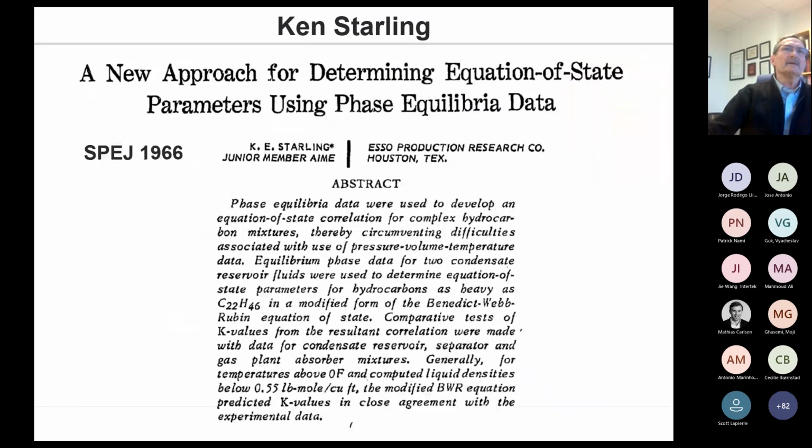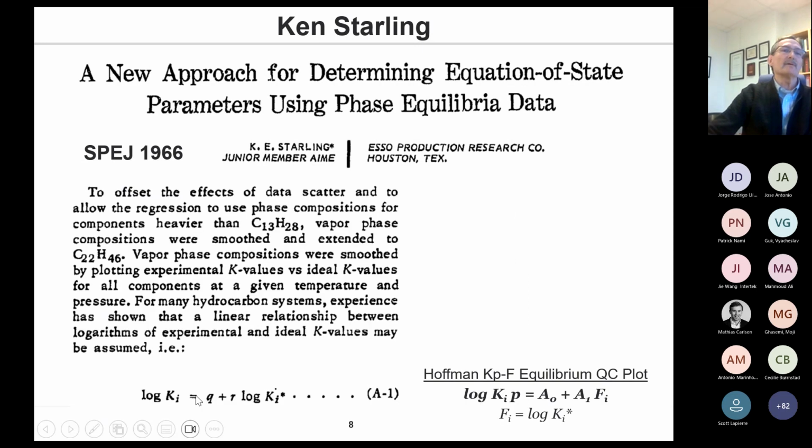So let's see, we've got this first paper in 1966 in the SPE journal about an approach for determining equation of state parameters, BWR parameters, using phase equilibrium data. So he was first out on that. In that paper, interestingly, he uses an equation to basically smooth high pressure K-value data that are used in the tuning of the equation of state. That's essentially identical with the Hoffman KPF equilibrium QC plot.